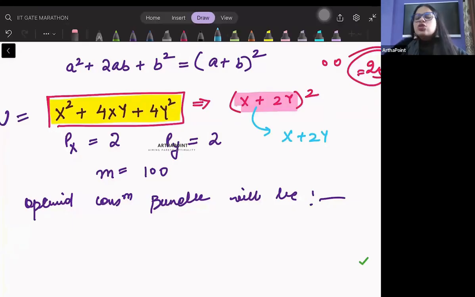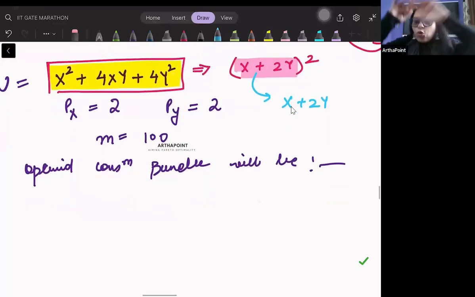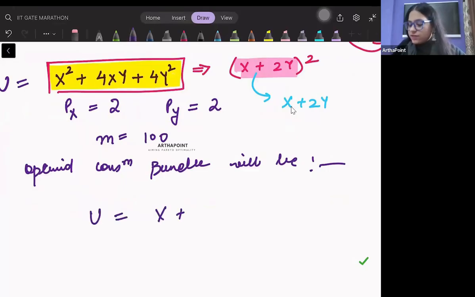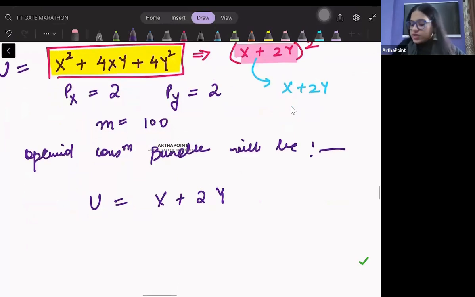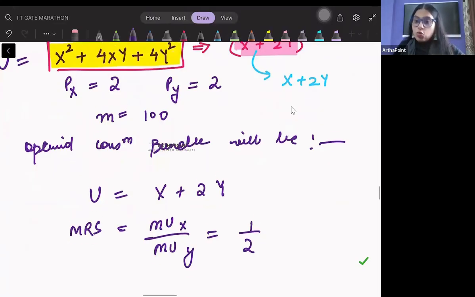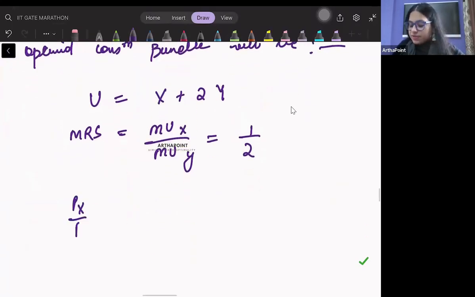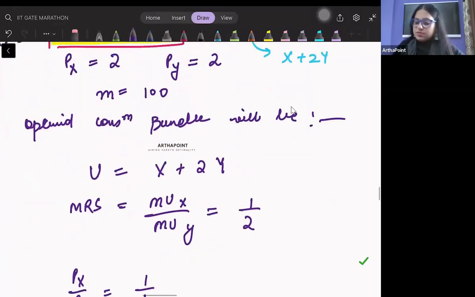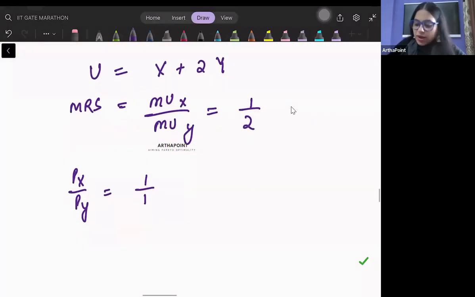And this represents substitute goods. So this whole big thing that was given, actually they are just talking about substitute goods. So my utility function is just x plus 2y. Now we know how to solve this. We know that MRS is MUX by MUY. So MRS will be 1 by 2. And we know that PX by PY is given to us as 2 by 2, right? So 2 by 2 is just 1.